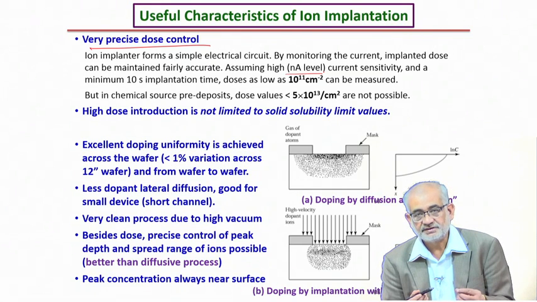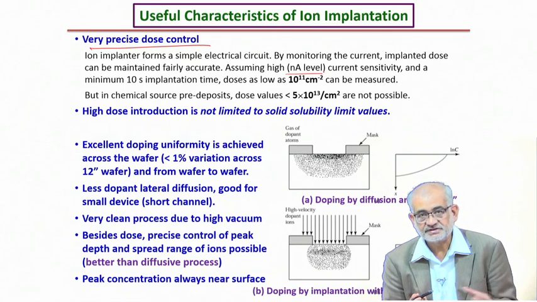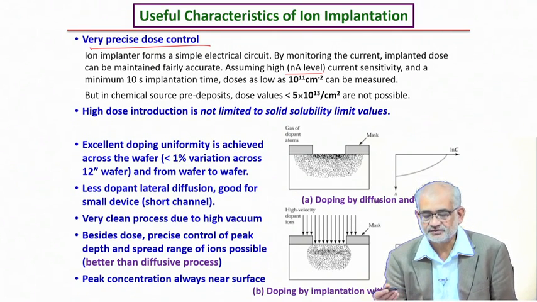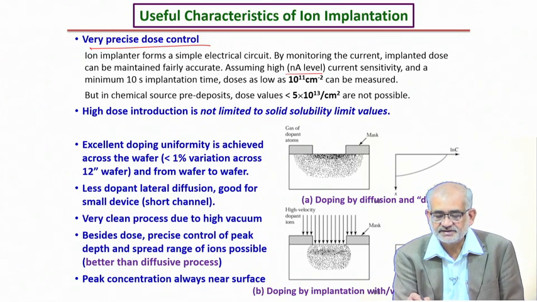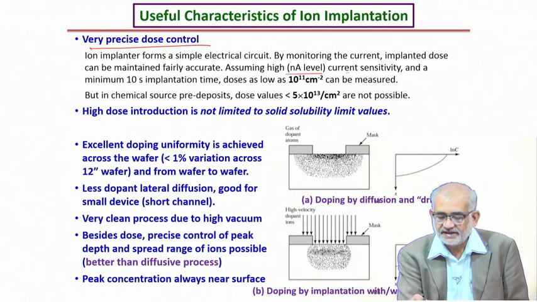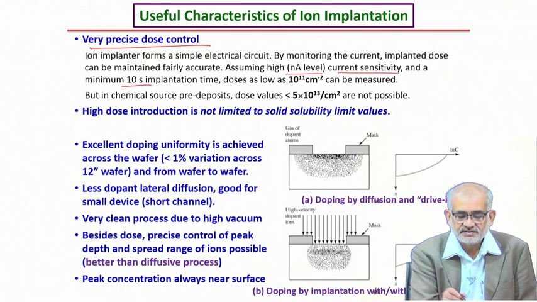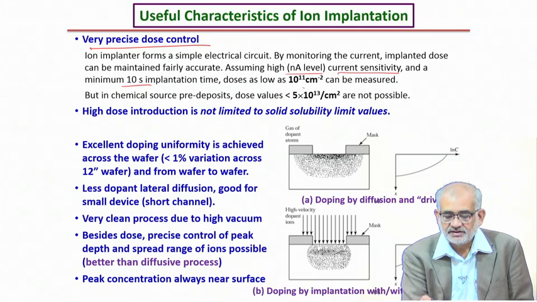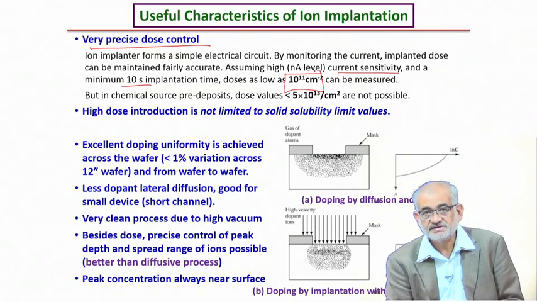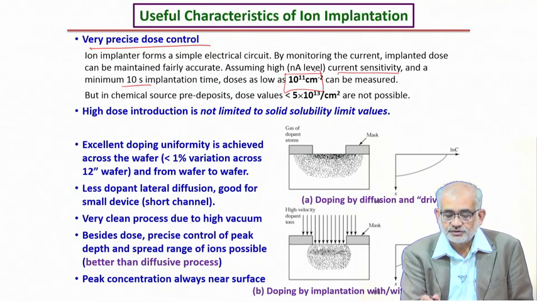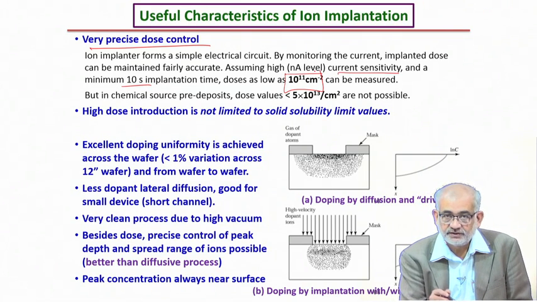Before the ions are incident, you can calculate the concentration of ions passing through the lenses, and that's how you can project the current or the total number of ions being incident. So assuming reasonably high current sensitivity and a typical 10-second implantation time, you can control the dose to a fairly small, precise level of 10^11 per square centimeter. On the higher side, it can be 10^16 per square centimeter or so. So you can control the dose from very low to very high.